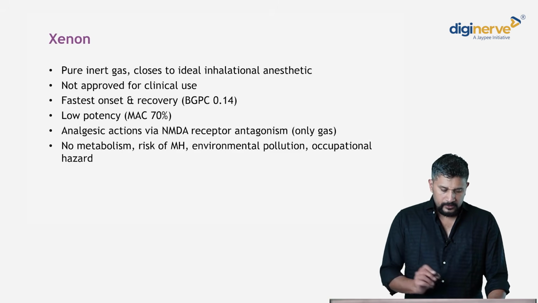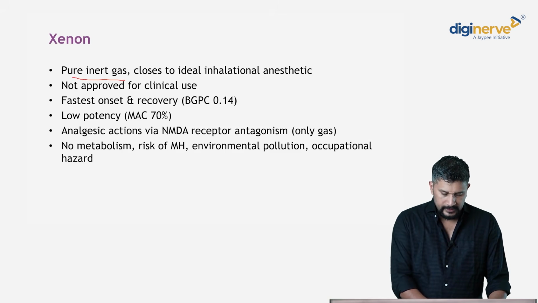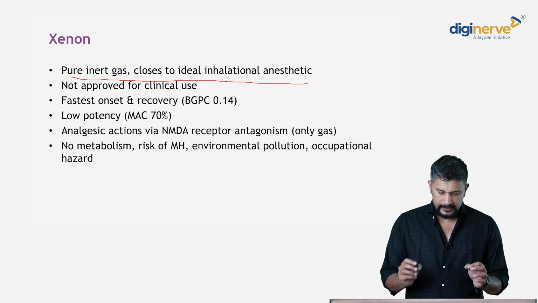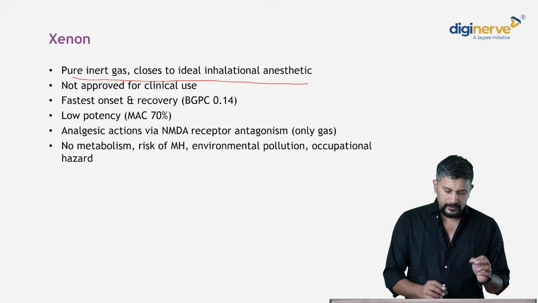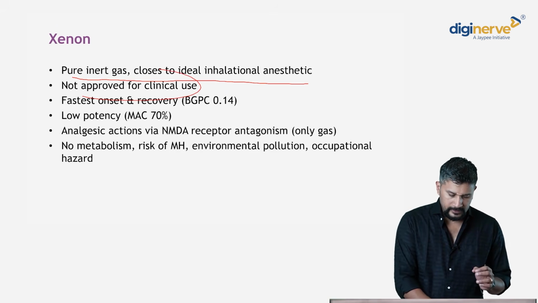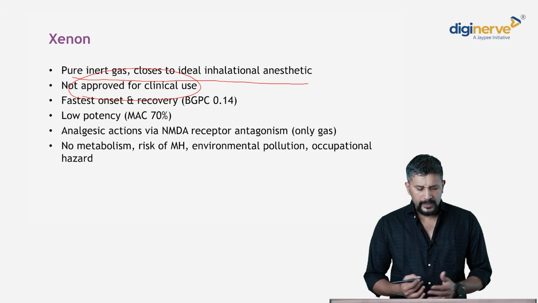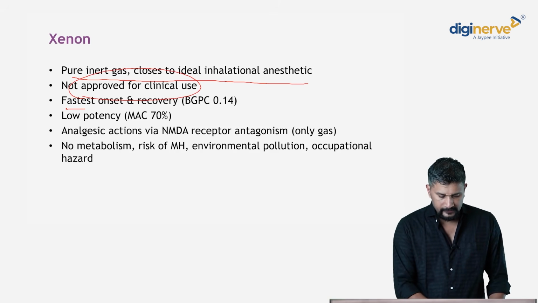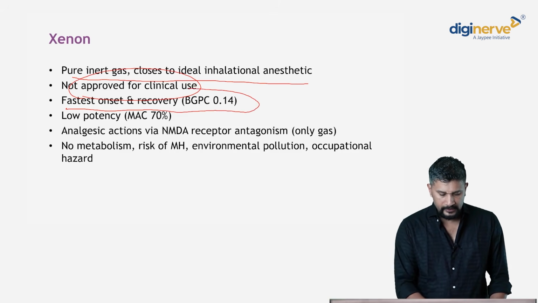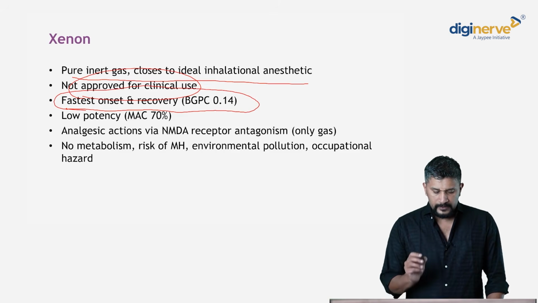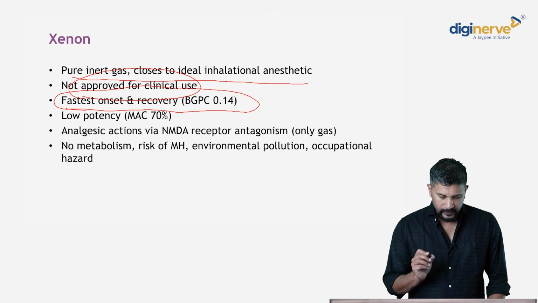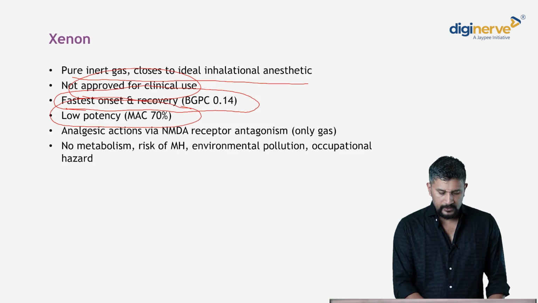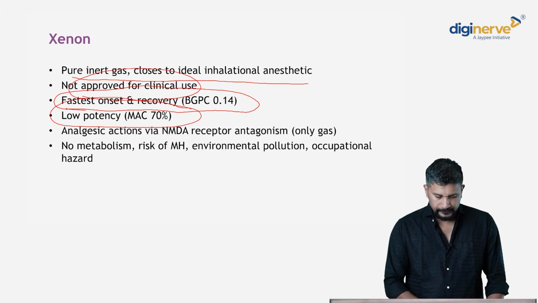When it comes to xenon, xenon is a pure inert gas and it is closest to the ideal anesthetic agent which is available. However, it is not approved for clinical use. Why is it closest to your ideal inhalational anesthetic? It has the fastest onset and recovery on account of its blood gas partition coefficient of 0.14, and it has the lowest potency with a MAC value of 70%.